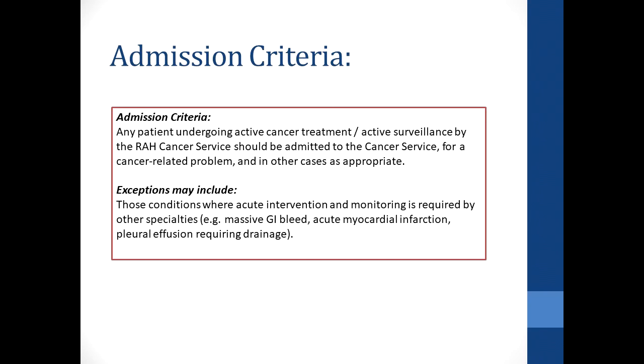There are, of course, exceptions to rules. Even though they can be an oncology patient, if they need acute intervention and monitoring, such as massive gastrointestinal bleed, acute myocardial infarction, chest pain for investigations, pleural effusion or pericardial effusion that requires drainage, we do like to consult the primary other teams first before they come under oncology.